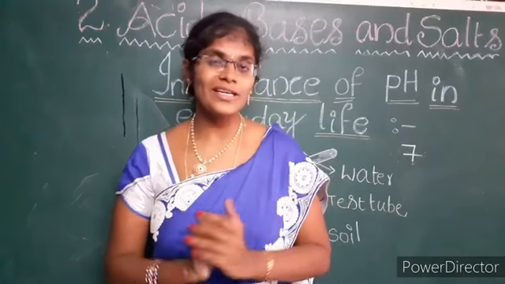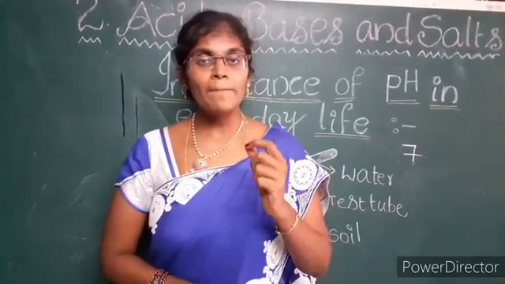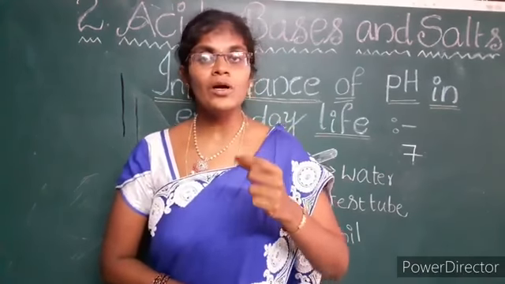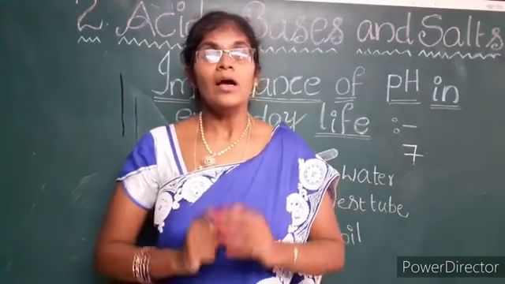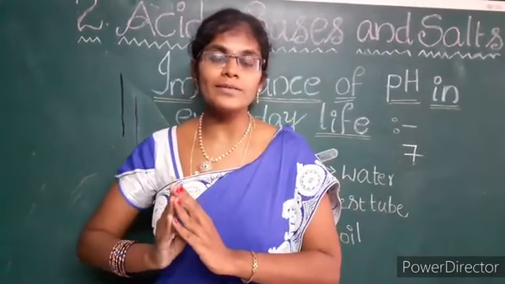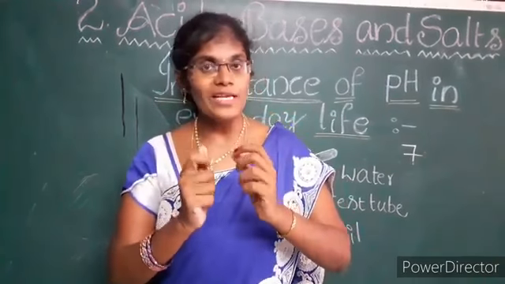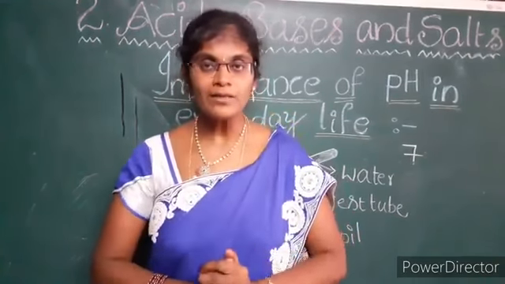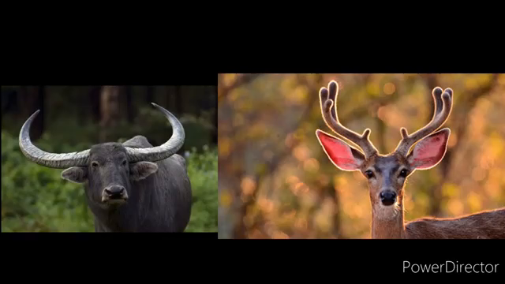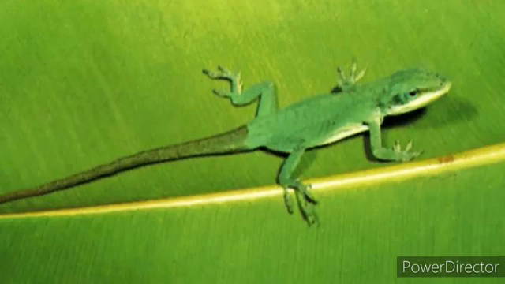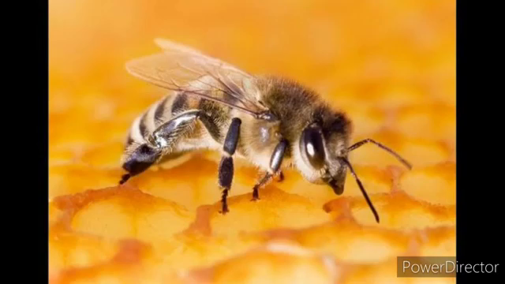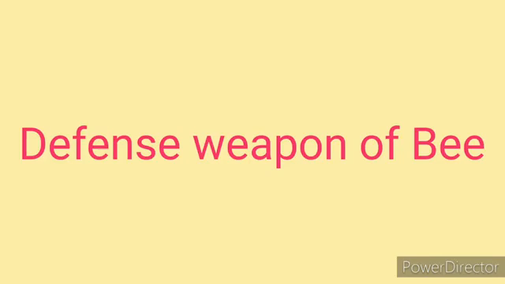Children, last one is self-defense by plants and animals through chemical warfare. All living organisms got self-defense tools as a gift from nature. For example, deer, buffalo, cows, etc. have long and sharp horns. Lizard can change its color. Bee has sting, etc. Defense weapon of bee.